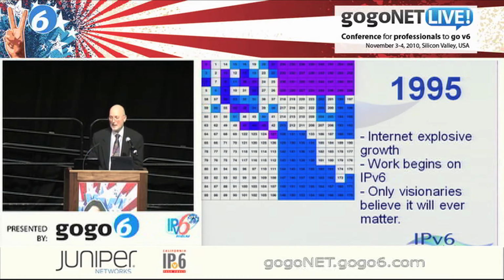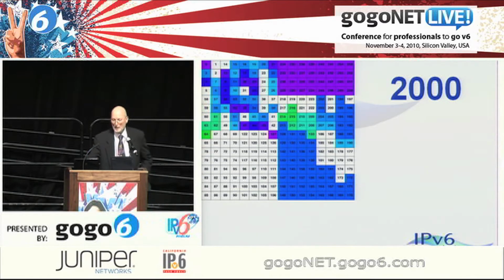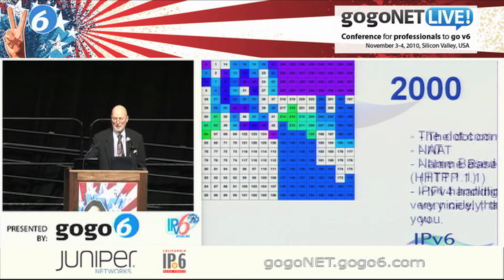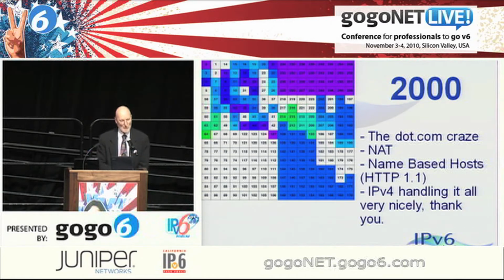Explosive growth was happening on the internet at that stage. Work had begun on IPv6, but really only the visionaries were believing it was ever going to matter. By 2000, the chart looked like this. As you can see, there's slightly less white space, but still plenty of white space there.